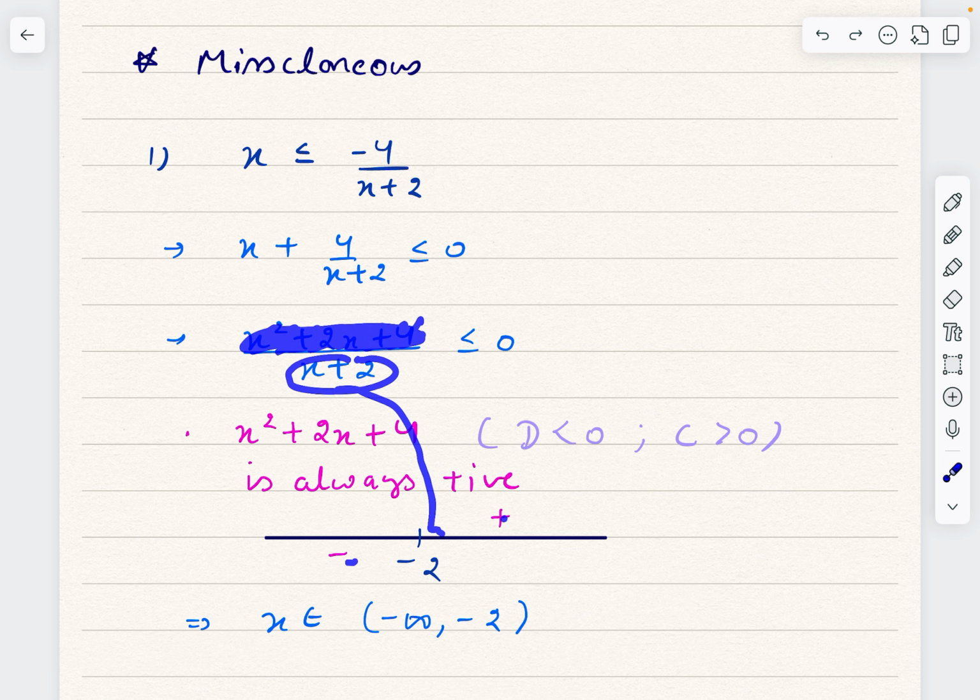Plus minus. You want less than or equal to 0. So answer will be just minus infinity to minus 2. And minus 2 will be open because it is the root of the denominator. Denominator should never be 0. I hope it is clear to all of you. Next problem.